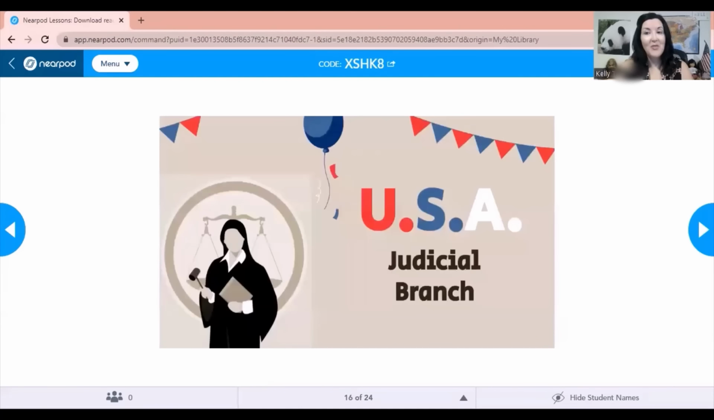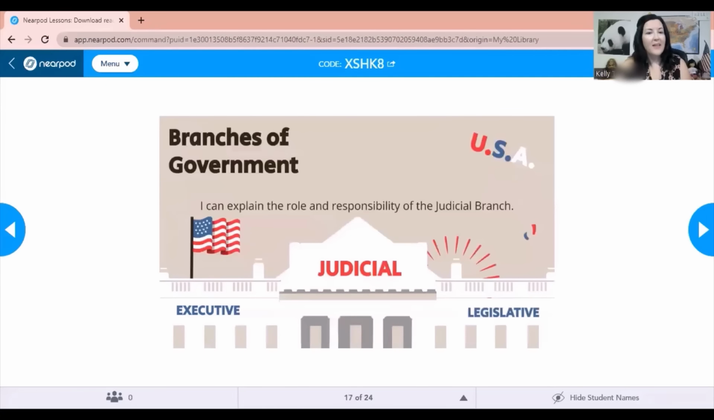Now, we are going to talk about the Supreme Court. Right, so we have the judicial branch. One way you can remember: judicial, judge, jury. It all starts with J, so remember the judicial branch has to do with court. I can explain the role and responsibility of the judicial branch.